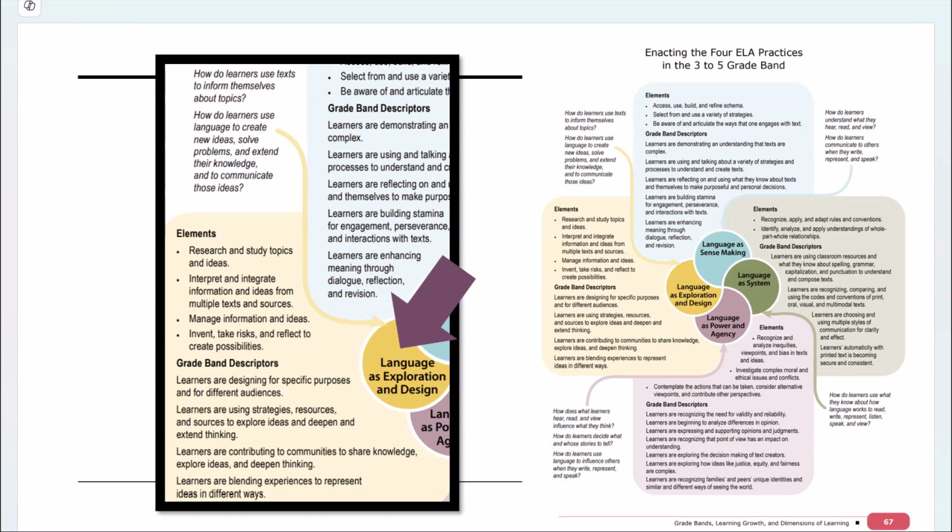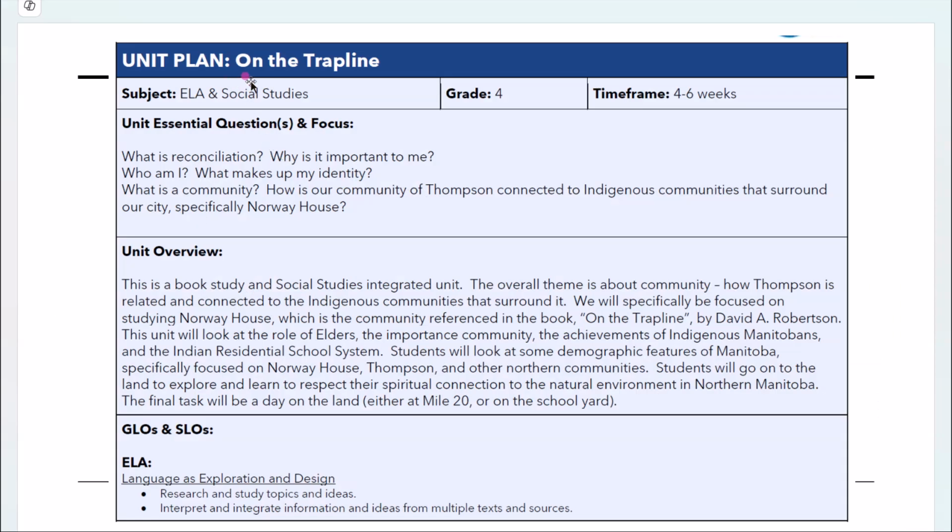In my lesson where I read the short story Fancy Dancer, are we not going to talk about adjectives and describing words, language as system? Are we not going to talk about identity? Sure, which is power and agency. We're going to talk about that stuff. But my main focus of that one lesson is to get them to make connections. So that's what I'm focusing on. I'm not ignoring all the others, but that's why I only have one thing there.